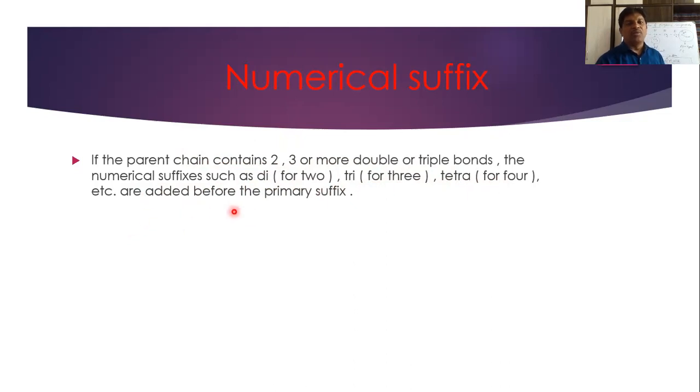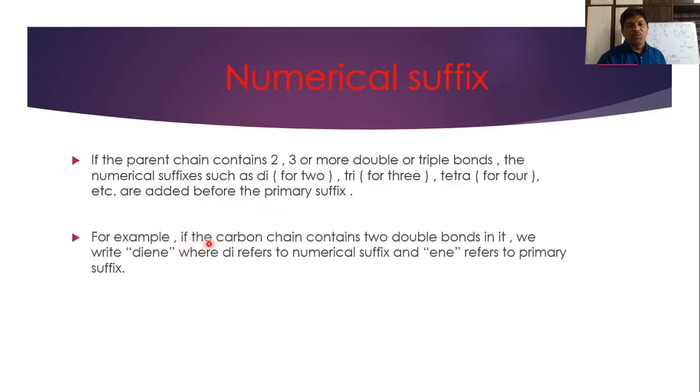Before what? The primary suffix. Suppose it is ene, the primary suffix for a double bond. If the double bond is repeated 4 times in the given structure, we use the numerical suffix tetra, because the double bond ene is repeated 4 times. So we say tetraene. Tetraene means repetition of the double bond 4 times. So before the primary suffix, we add a numerical suffix.